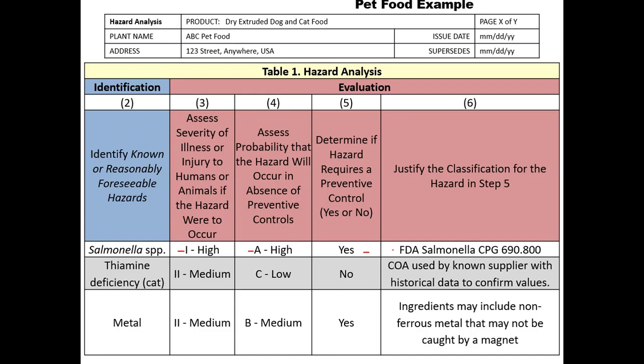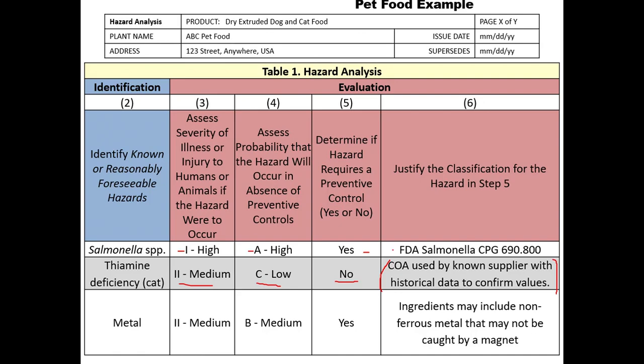All right, thiamine deficiency in cats. They assess this as a medium severity and a low probability. So even though thiamine deficiency is an issue in cats, this company is not going to put a preventive control on it. And then take a look at this right here. COA used by known supplier with historical data to confirm values. Okay, cool. Another CGMP that they already have in place with historical data that can help them justify a no decision, even on what we consider to be a little higher risk situation.